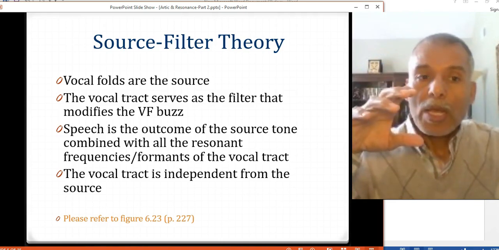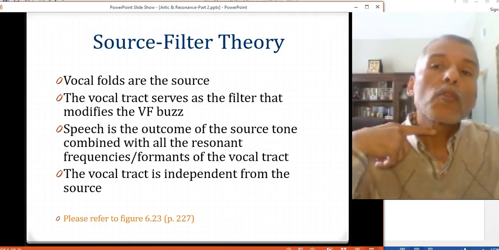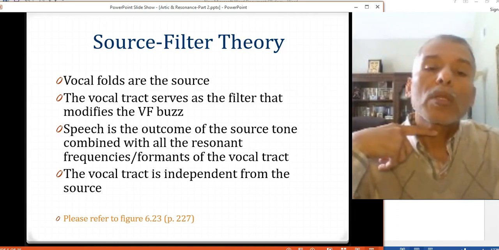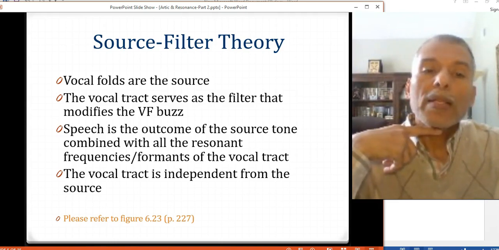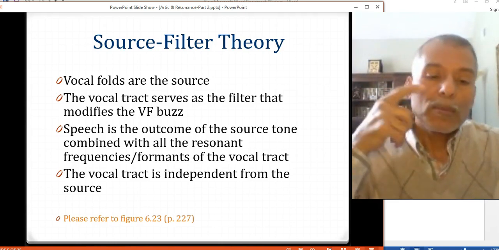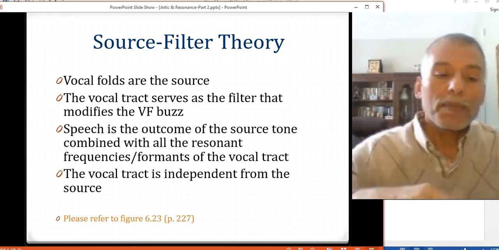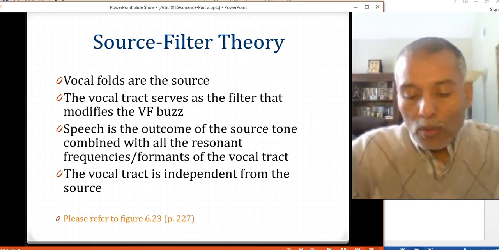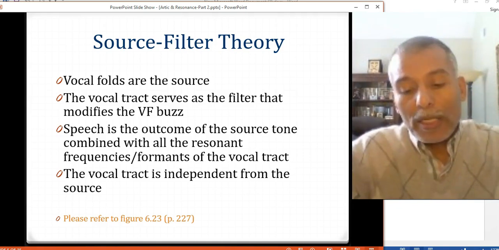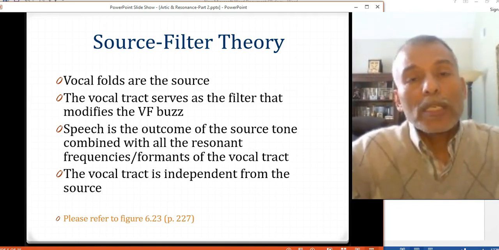So the vocal tract itself is independent from the vocal pitch, from the source. The source is the vocal folds, for example, and the vocal tract by itself is a different mechanism. So even though they work together, each one functions independently.